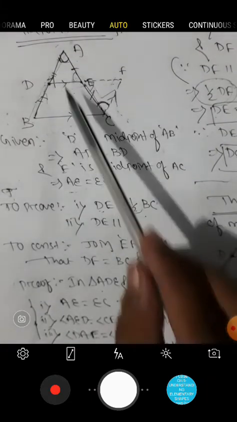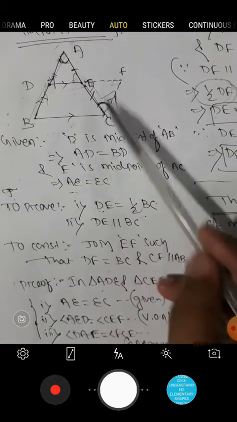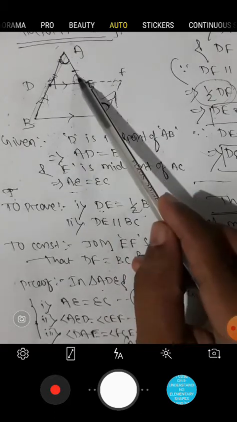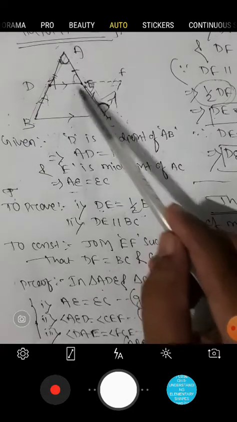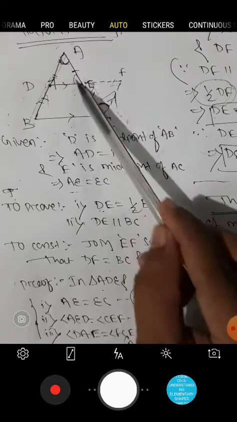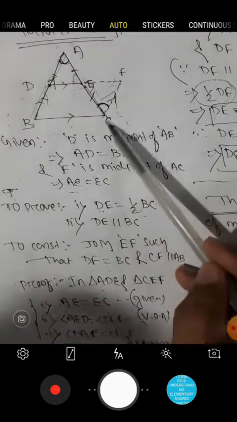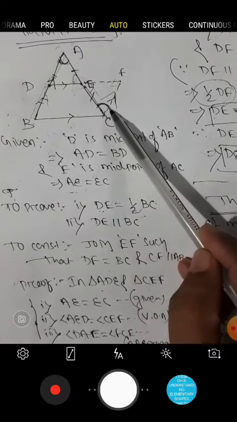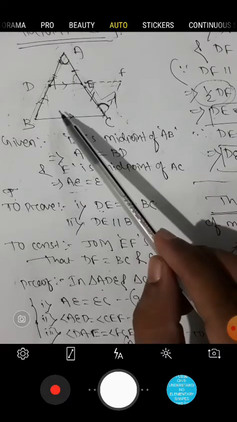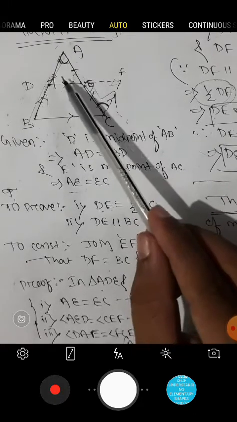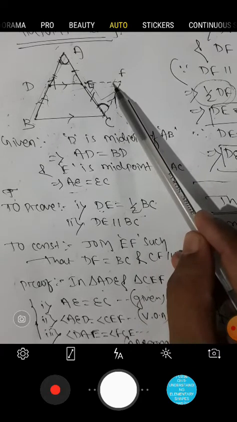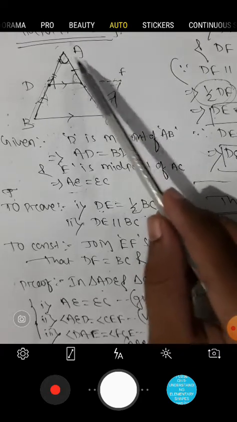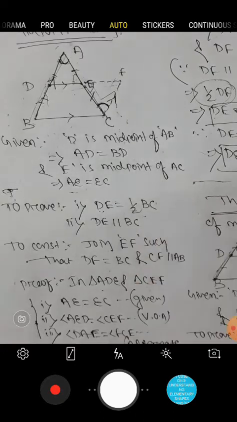Look at this triangle. In triangle ADE and triangle CEF, within these two triangles, angle AED is equal to angle CEF, vertical opposite angles. Number 2, angle DAE is equal to angle ECF, because I took CF parallel to AD. These two angles are called alternate interior angles. After that, I also have DE equal to EF. As I said already, AE is equal to EC. It is given to us.